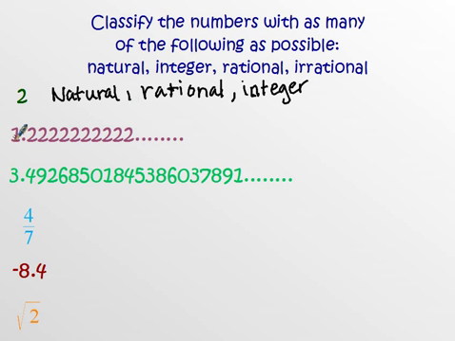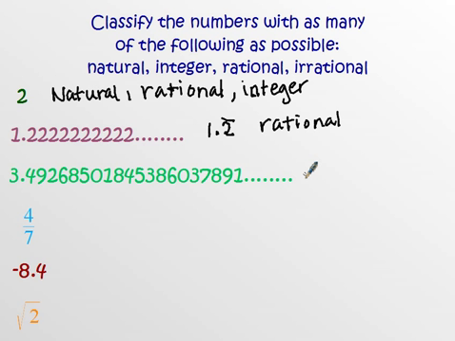Next, we're going to go on to 1.22222 on forever. We can also write this as 1.2 with a line over the 2 to show that it repeats. It's not a natural number. This is definitely not a number that you learned in kindergarten. It's also not an integer because it's not a positive or negative whole number. It is, though, a rational number. Remember, rational numbers include repeating decimals. Later on in this unit, we'll show you how to change those repeating decimals into fractions.